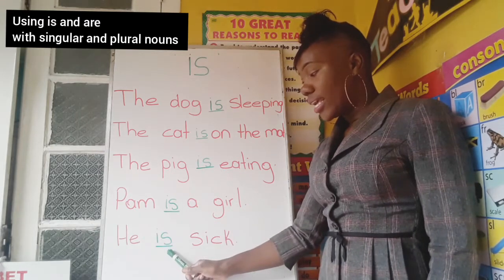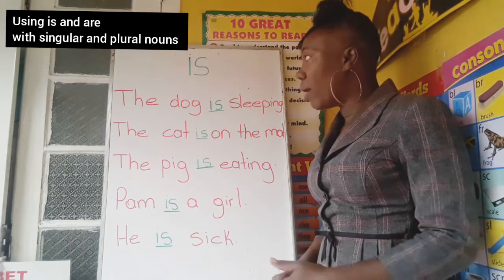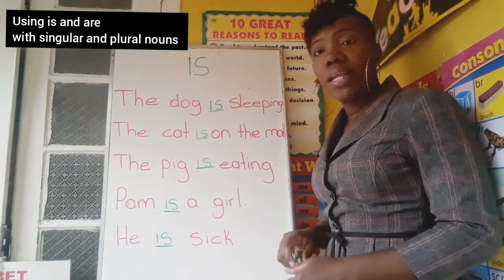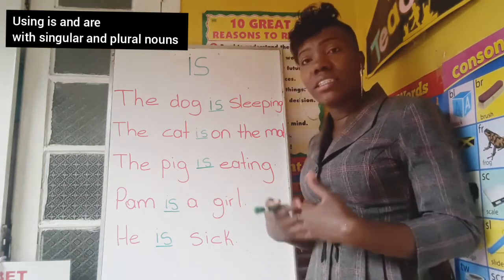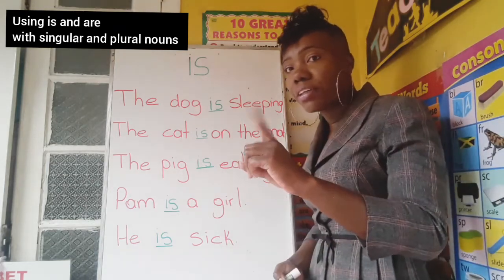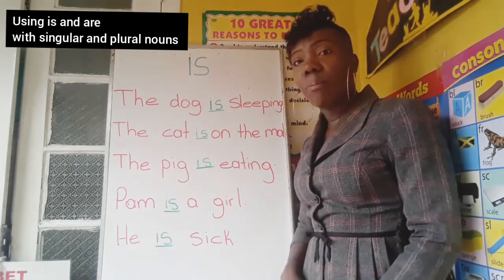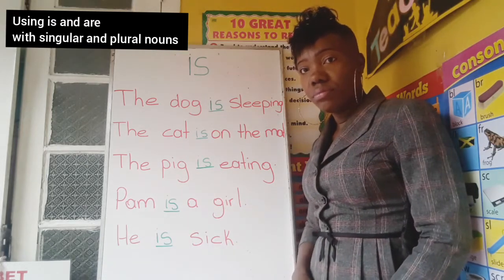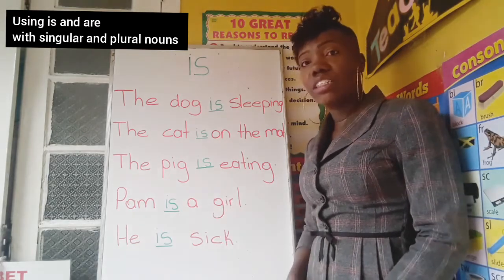He is sick. So remember, you use is when the noun is singular or the sentence is talking about one person or one thing. And he is a pronoun. So we have different types of noun.